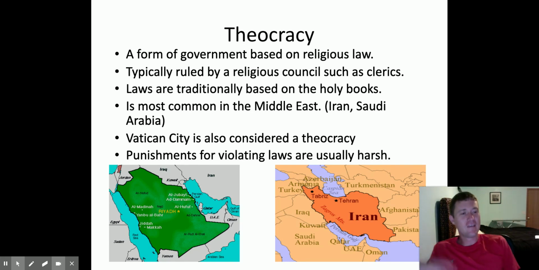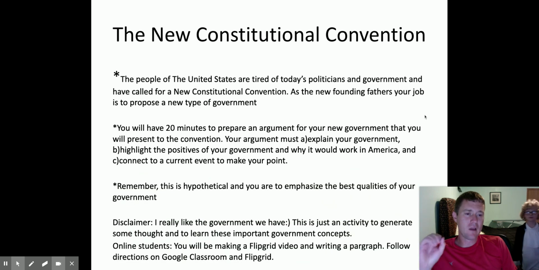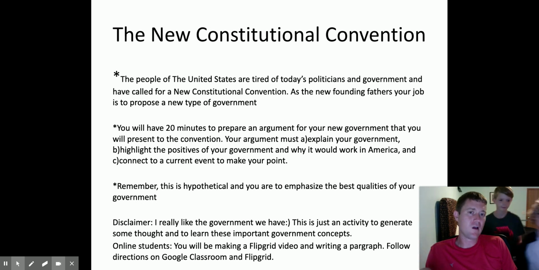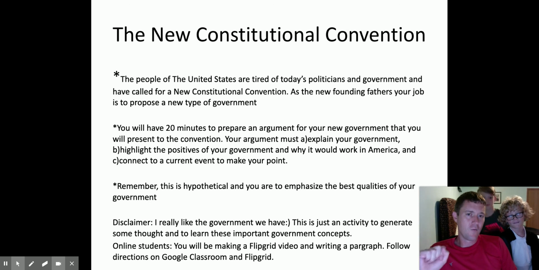So anarchy is the complete absence of government. And I think we know that, but it's the opposite of totalitarianism. Thanks for paying attention, everybody. And I will explain this new constitutional convention in class for the online students and for the people in class. This should be a lot of fun. We look at the different types of governments, and you're going to do something with them. But we're going to end with this.